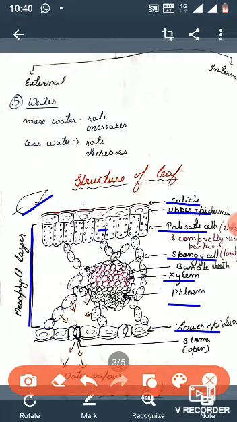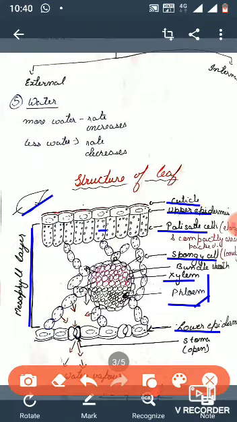Now, this food will be transported to each and every part of the plant, be it a flower or a bud or the root. The food will be transported with the help of phloem. Now, the xylem and the phloem together form the vascular bundle. Together they are known as vascular bundle.